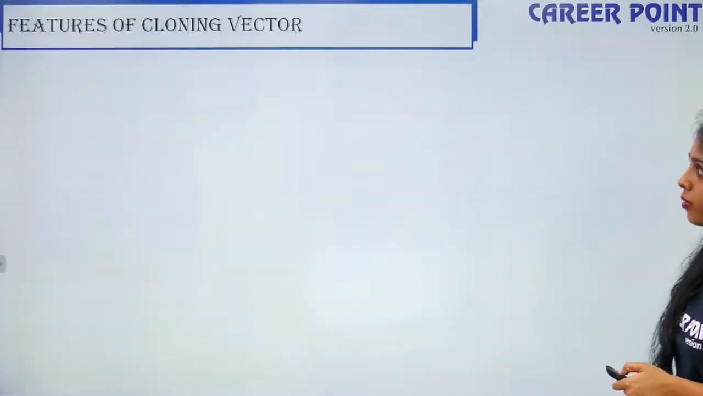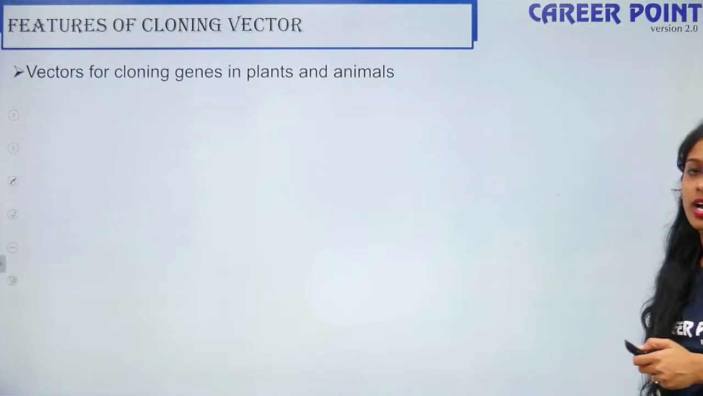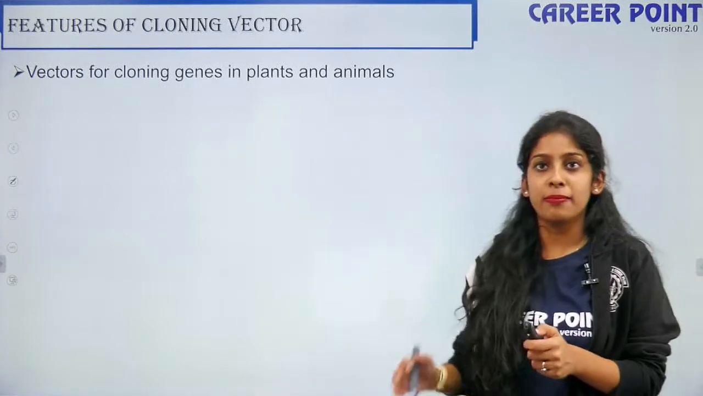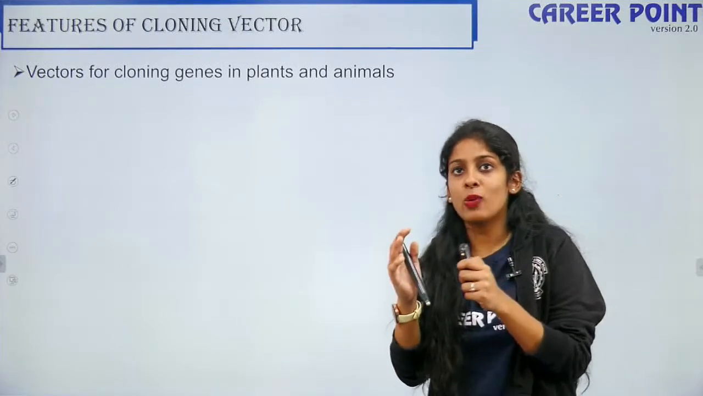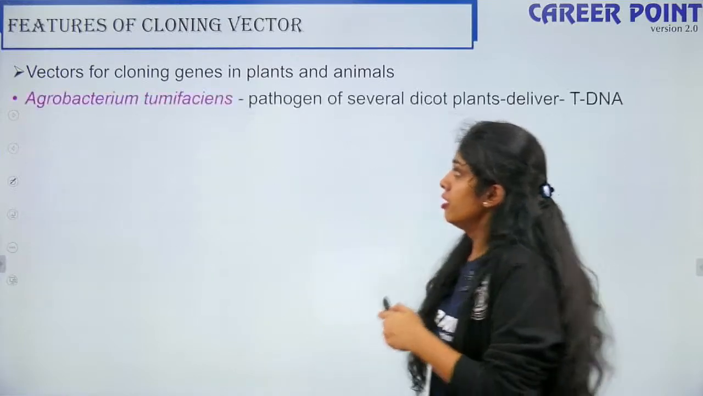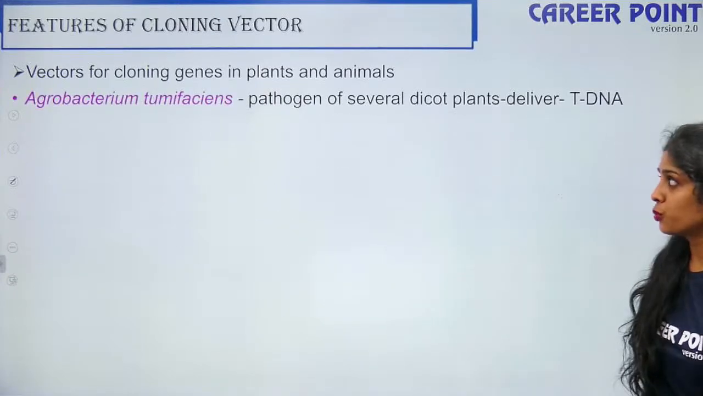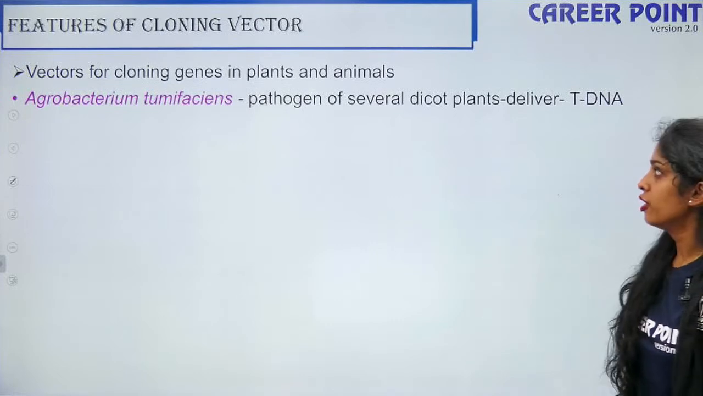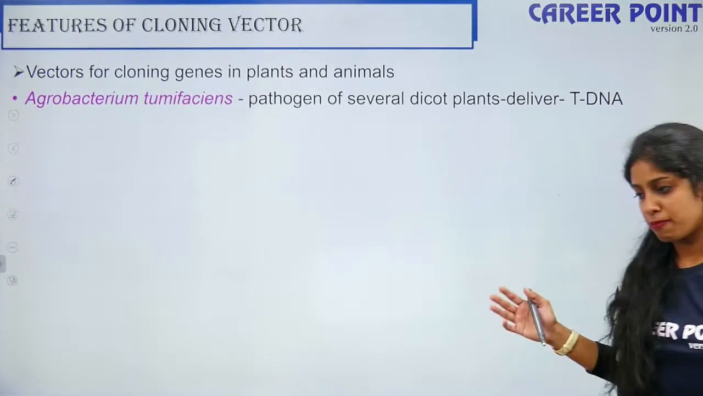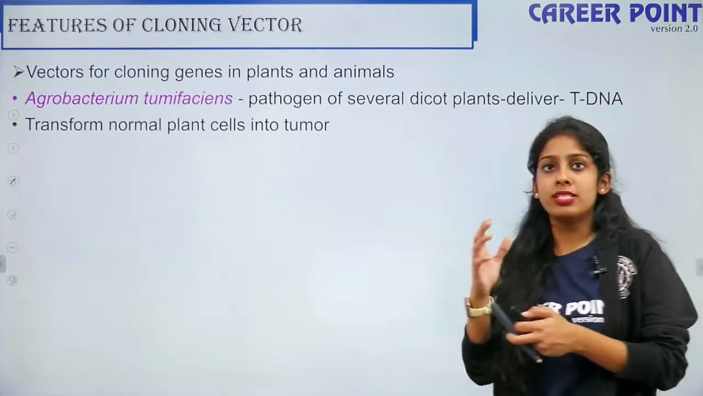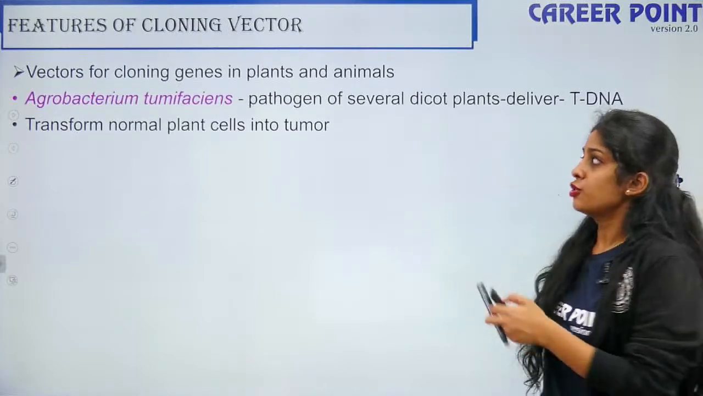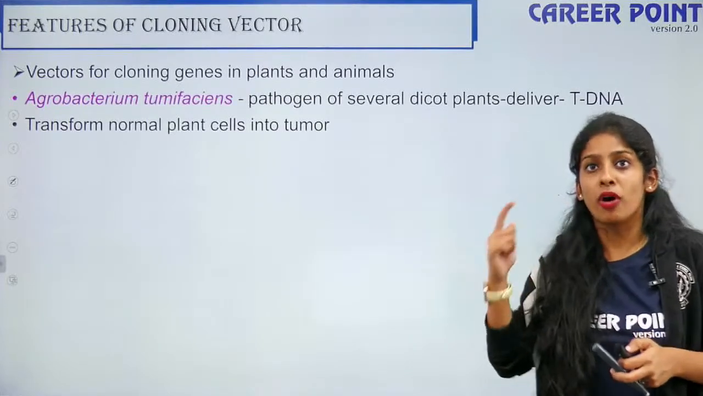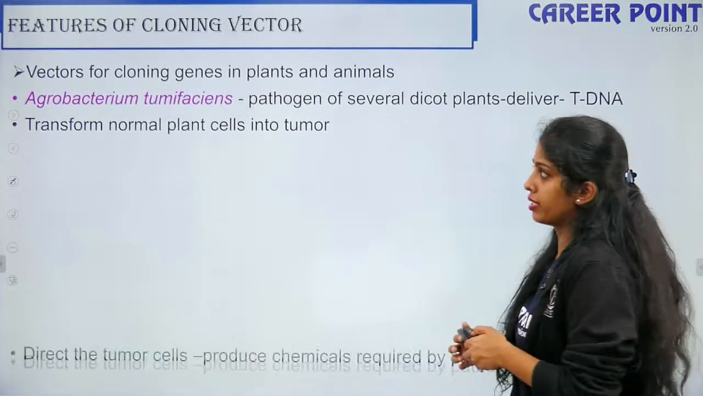So quickly going forward, the last one is the vectors for cloning genes in plants and animals. You have particular vectors that have been engineered. The first one is Agrobacterium tumefaciens. It is a pathogen, so it can directly infect a lot of plants. It can cause a normal cell to become a tumorous cell. Such plasmids have been modified to be used as a cloning vector.